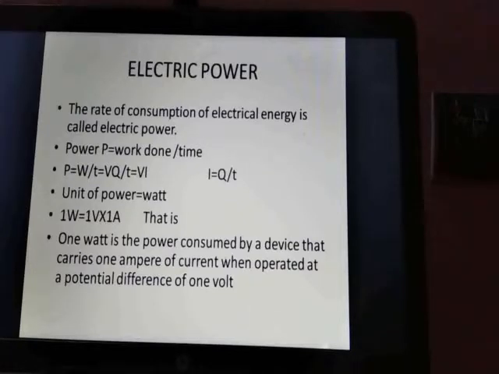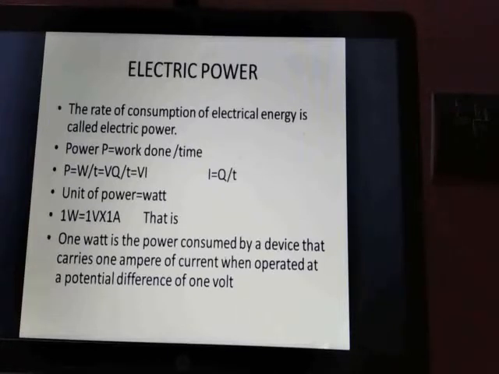Here W is equal to VQ, from the equation V is equal to W by Q. Then P is equal to VQ by T. So, here Q by T is equal to I. So, power P is equal to VI.